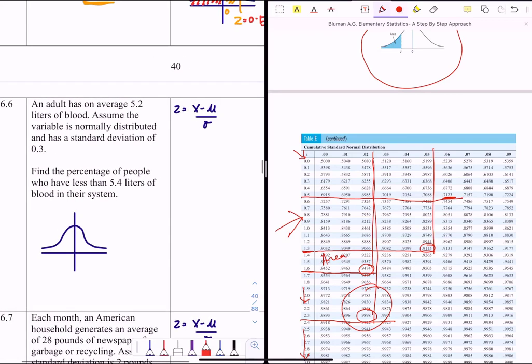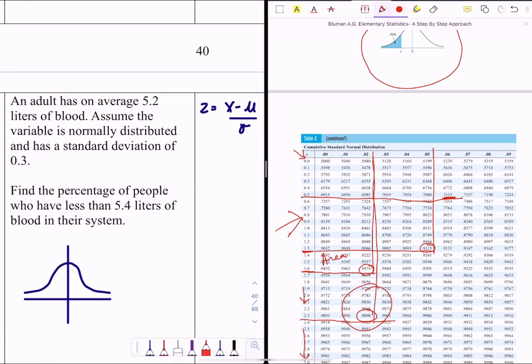Now the question tells us an adult has an average of 5.2 liters of blood. An adult has 5.2 liters on average, which means the mean is 5.2 liters of blood. Then the standard deviation equals 0.3.